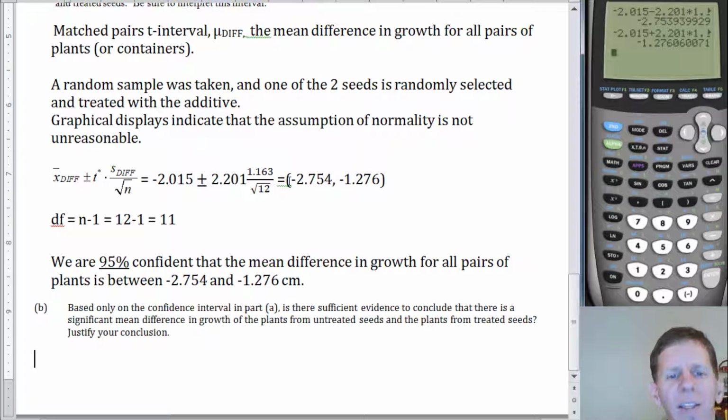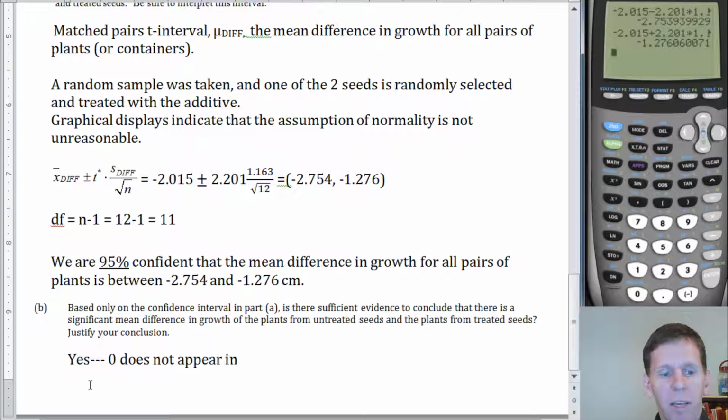In fact, if you look at this interval, 0 is not even between these 2 numbers. So the answer to this question is based on whether 0 is in between these 2 numbers. Because if 0 was, then there'd be a chance that there's really no difference in growth. But this is very clearly saying there is a difference, and we're 95% confident that the average difference is somewhere between these 2 numbers, and 0 isn't here. So there is a difference. Is there evidence of a significant difference in growth? Absolutely. And the rationale is that 0 does not appear in the interval.